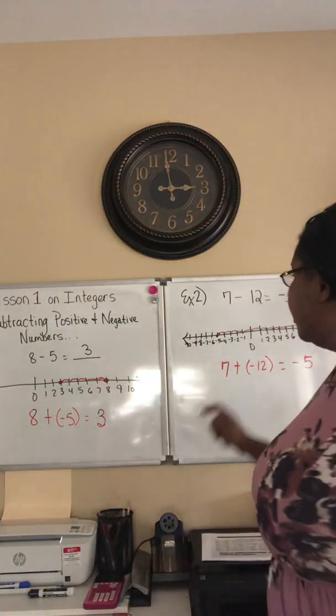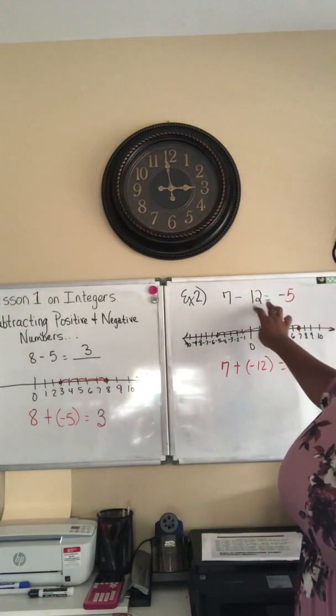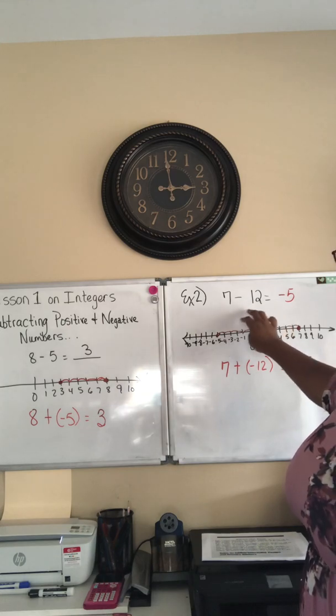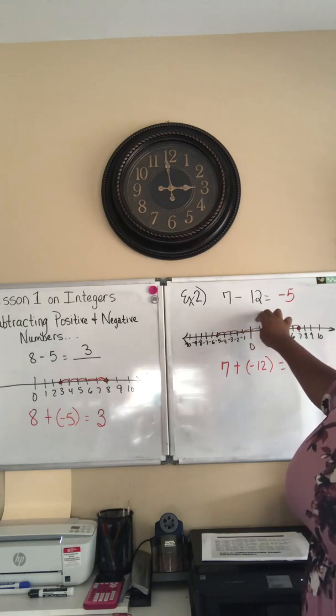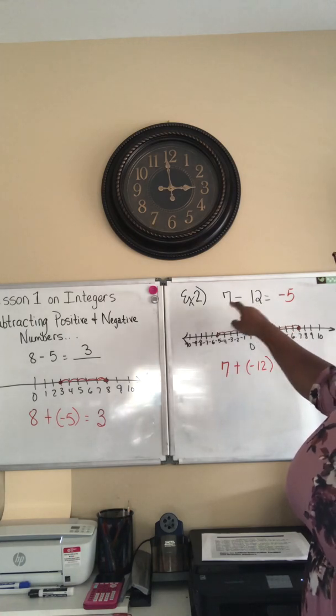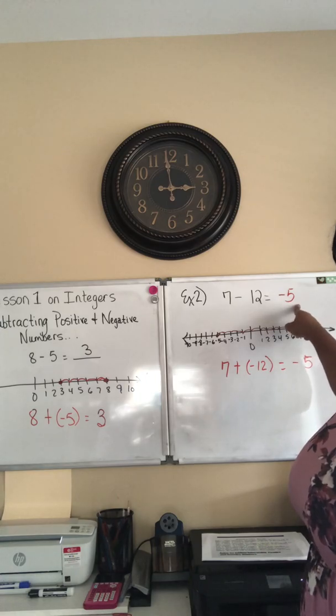Okay, so same thing over here. We had 7 minus 12. Okay, so the negative 12, remember minus is no longer minus, it's now negative. This negative 12 was bigger than this 7, which gives us an answer with the sign of negative 5.